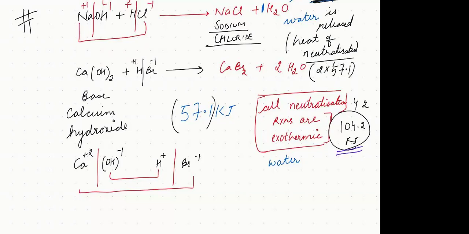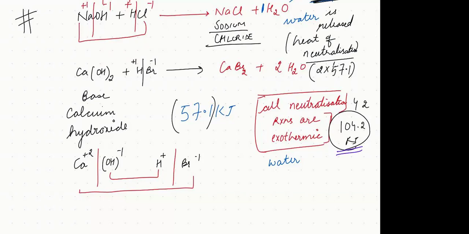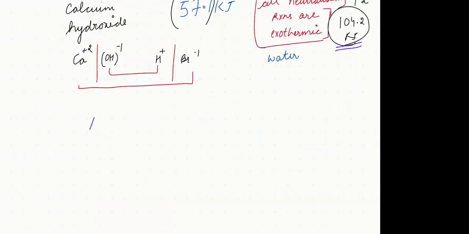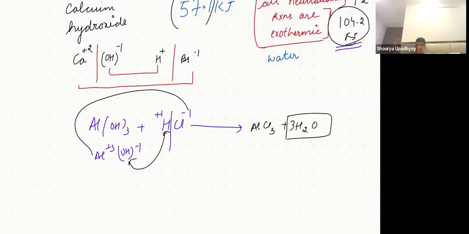Did you understand? Yes, ma'am. Any doubts in this? No, ma'am. Okay. Now just have a look. Let's suppose I give you Al(OH)3 plus HCl. So it forms H plus and Cl negative, and here it forms Al 3 plus and OH negative. Positive goes with negative, and what does it form? It forms AlCl3 plus H2O. And how much H2O does it form? It forms 3H2O.